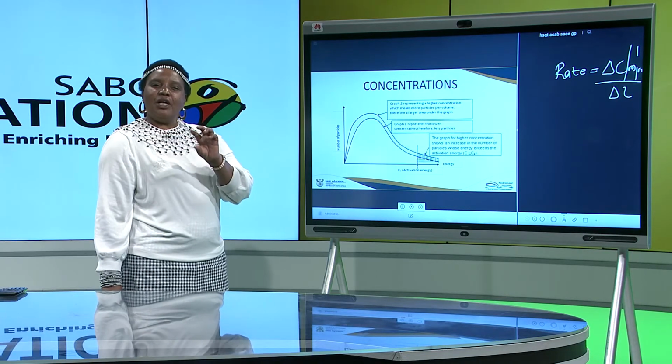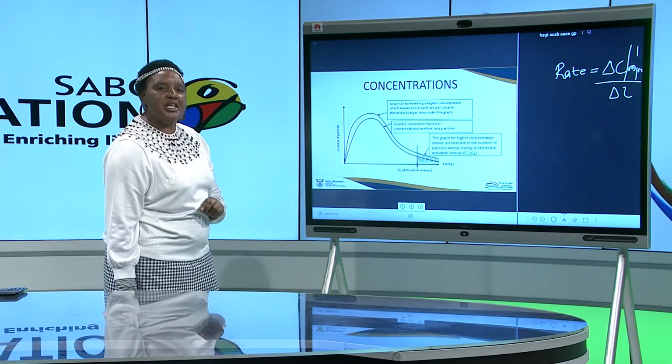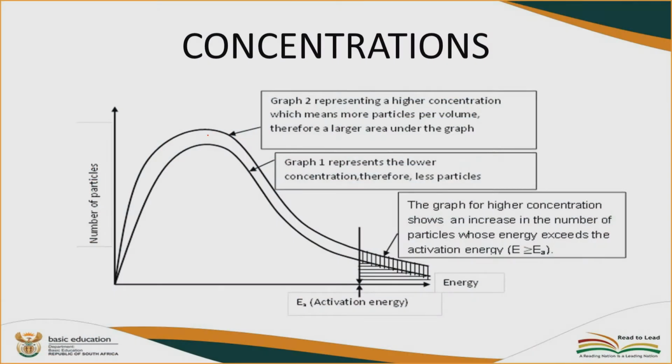Concentration. I want you to notice the difference between the peaks now. Because concentration deals with the number of particles per unit volume. What is happening here? This graph, which is on top, is the one of higher concentration. And the graph below is the one of lower concentration. The rate of reaction increases as a result of more effective collisions per unit time. And in order for the effective collision to take place, those particles must have enough energy.